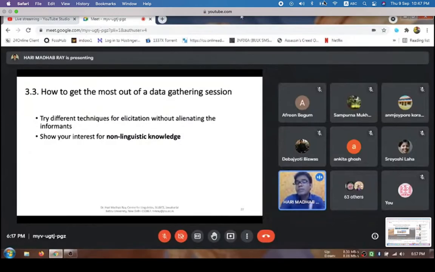And at times, show your interest for non-linguistic knowledge, not only linguistics, at times non-linguistic things as well. And somewhere, one single approach is not enough. You need to mix up approaches. Observation, as we have already mentioned, whether it's observation or document resource method, all these approaches you need to mix up when you are talking about data, and it also depends on which area, what is your topic you are working on. But it's better if you mix your approaches, because one single approach is not enough.